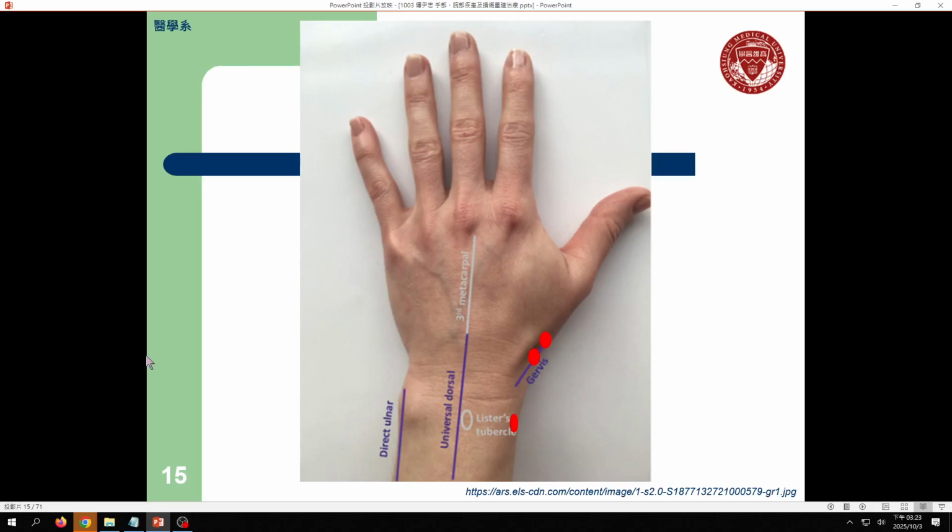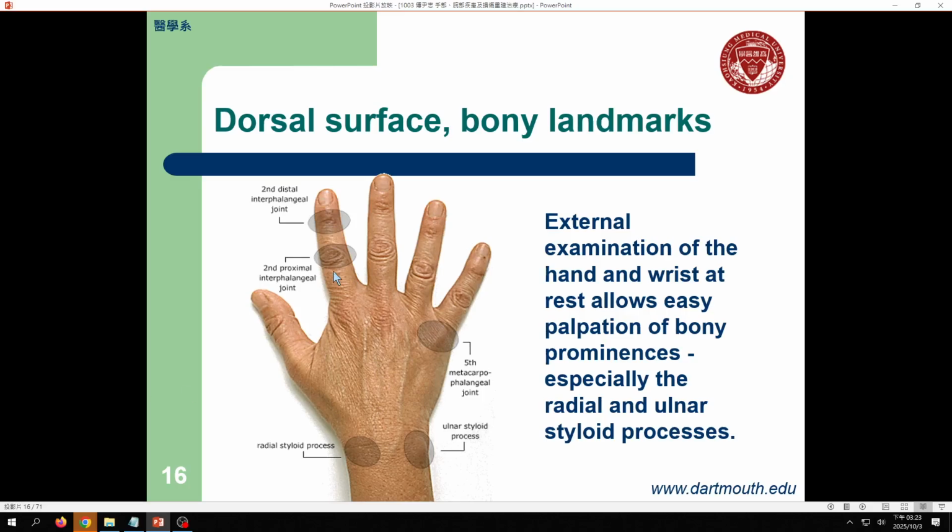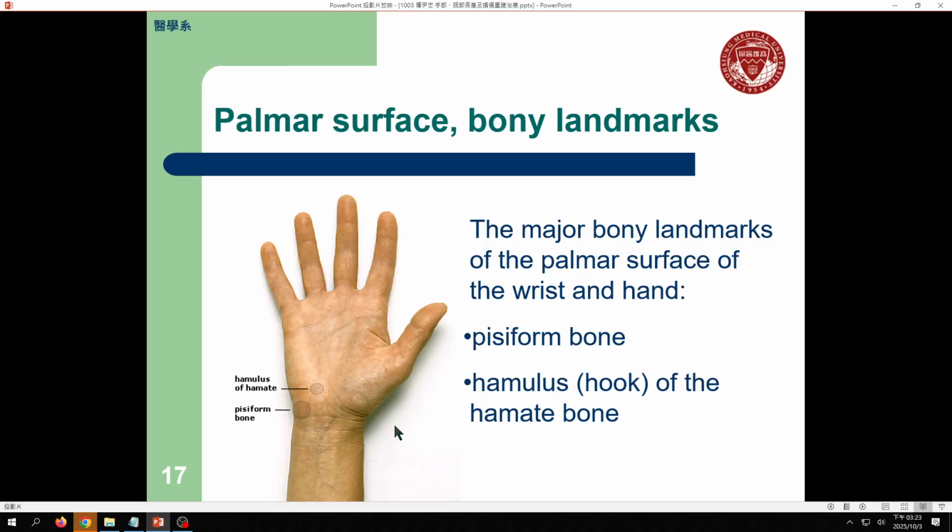Okay? Alright, first one. The same anatomy, right? Here, that's the radial styloid. That's the ulnar styloid. Okay, that's quite easy to know. But on the lower side, this is the ulnar styloid. This is the pisiform. And then more distally 1 centimeter and more centrally 1 centimeter, that's the hamate hook area. So this angle tenderness may be some hamate hook deformity or some problem.